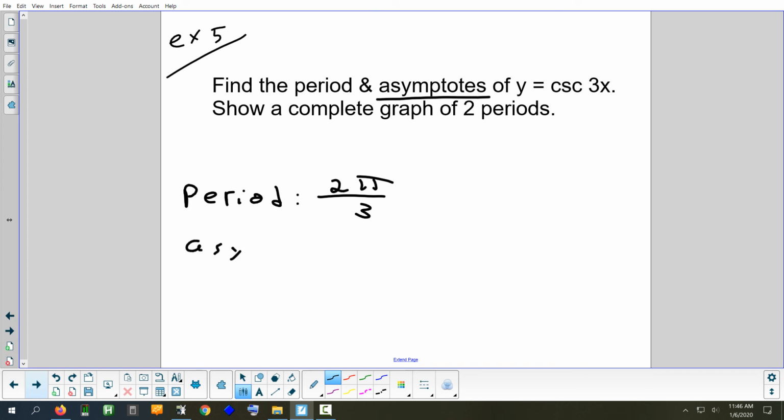The 2 pi over 3, that's going to be the plus period times n part. Step 1, find your original asymptotes. Can someone tell me what are my original asymptotes for cosecant?